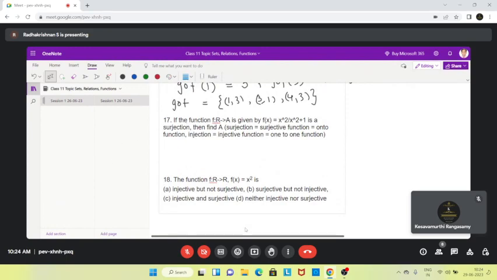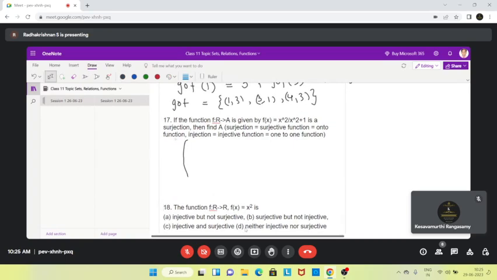Okay, if the function f from R to A is given by f of x equal to x square by x square plus 1, this function is defined from R, which means all real numbers. So here is A. We'll put R here and A. A has got some values. We don't know, that's what we have to find out. Find A is the question.